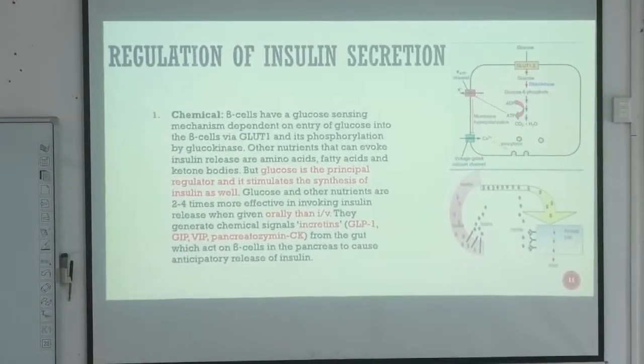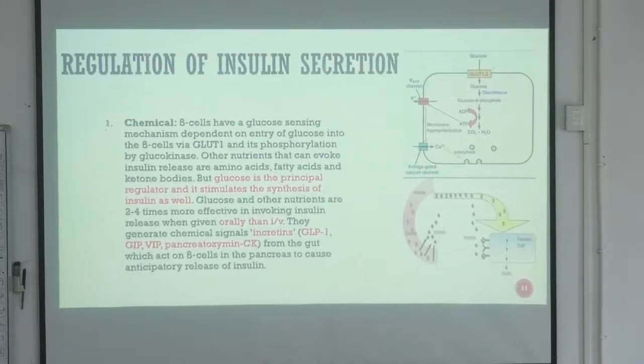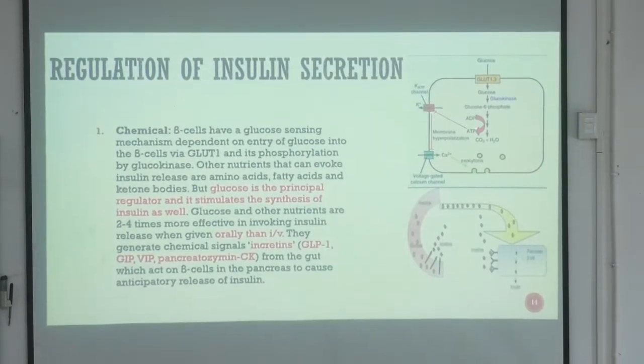Now, regulation of insulin secretion. Insulin is secreted in the body in the presence of various factors. They can be grouped into chemical, hormonal and neural. Now coming to chemical regulators, glucose is the principal regulator for insulin secretion. What happens when glucose enters is that by glucokinase it is converted to glucose 6 phosphate, and by a series of reactions ATP is generated. This ATP causes closure of the ATP sensitive potassium channel, which leads to influx of calcium through the voltage sensitive calcium channel, and that leads to the exocytosis of insulin from the pancreatic beta cells.